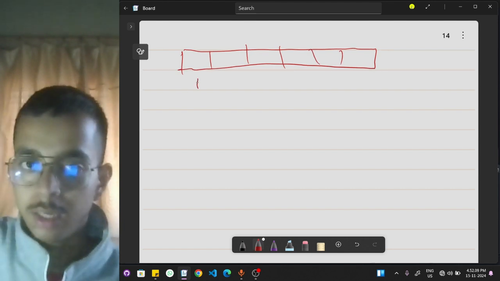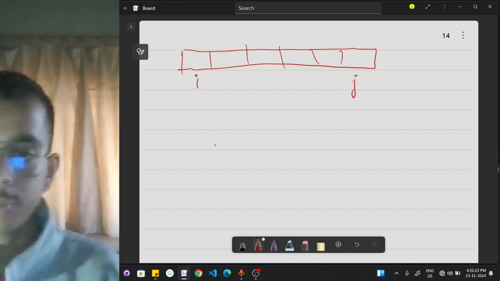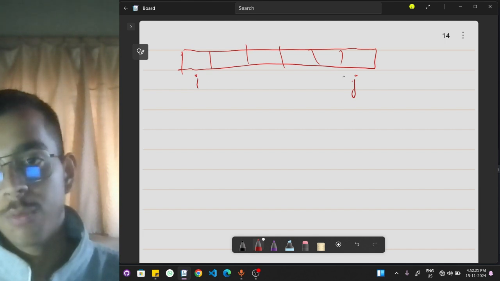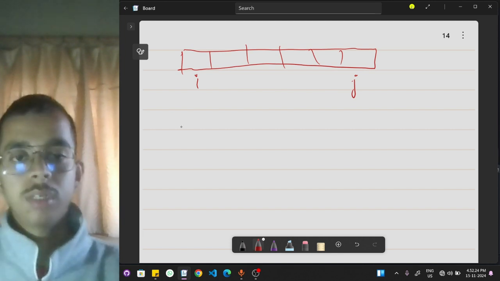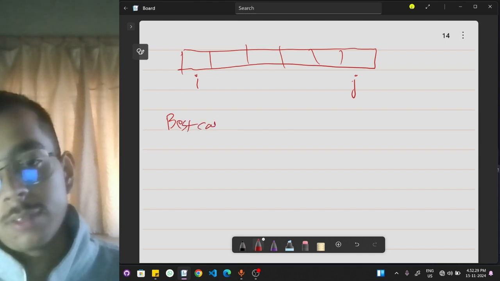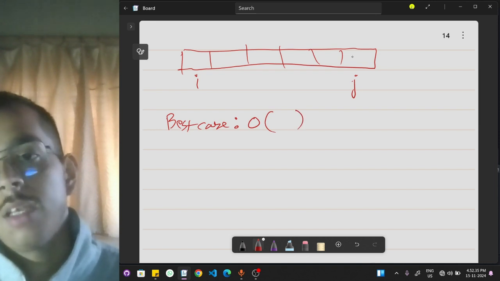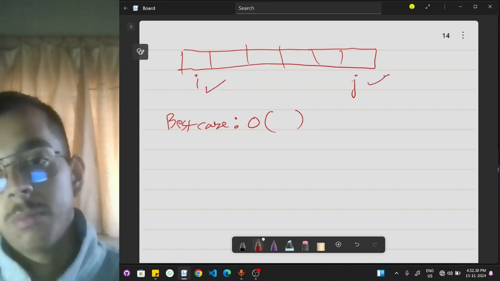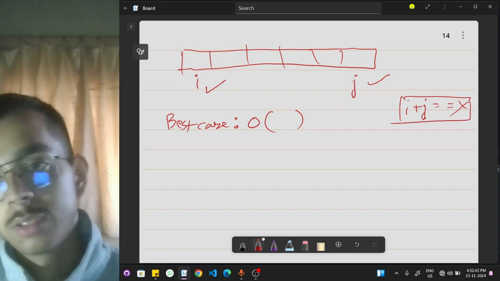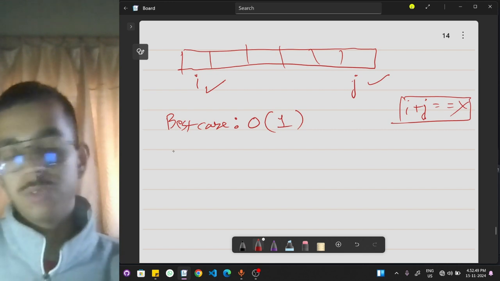If we have a sorted array, and this is I and this is J, and if I moves from here and J moves from here, what is the best case? The best case is that wherever you took your I and wherever you took your J, the first sum itself was equal to x. In that case, the best time complexity is 1.